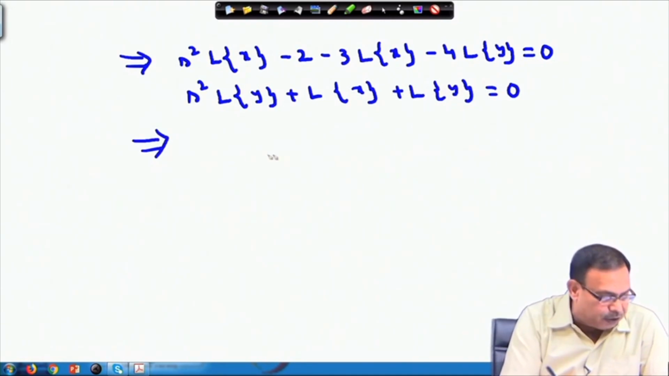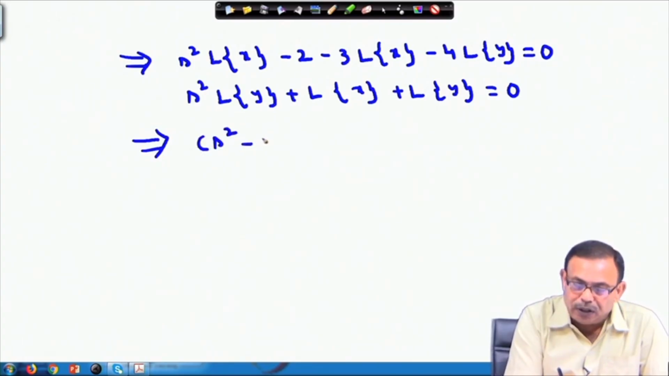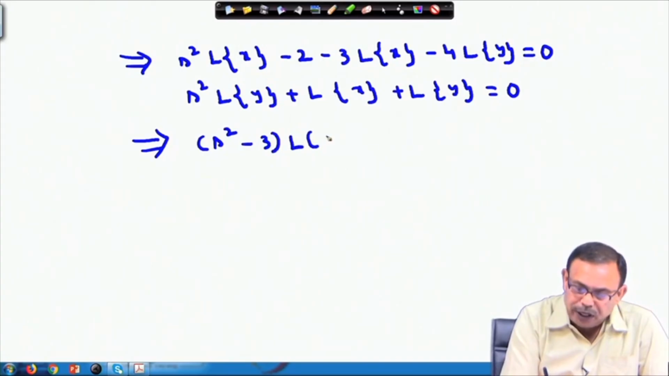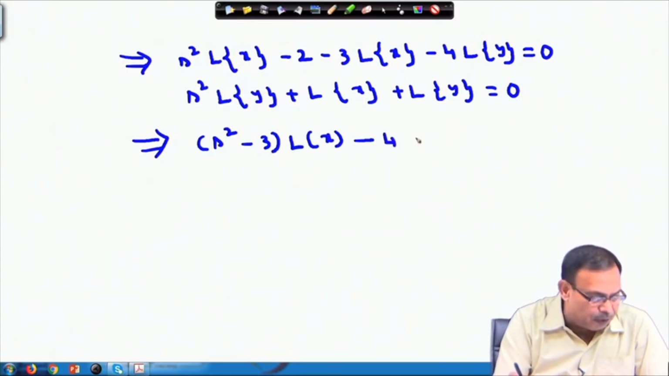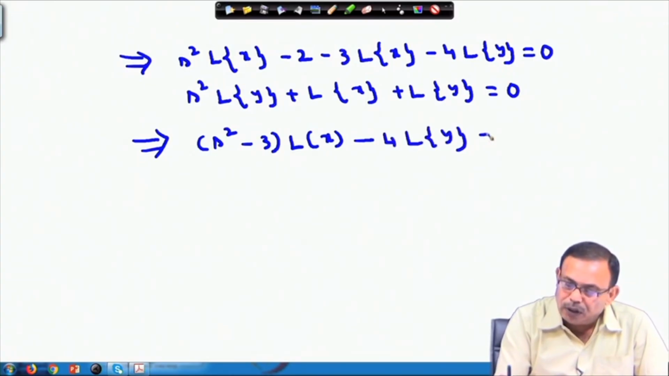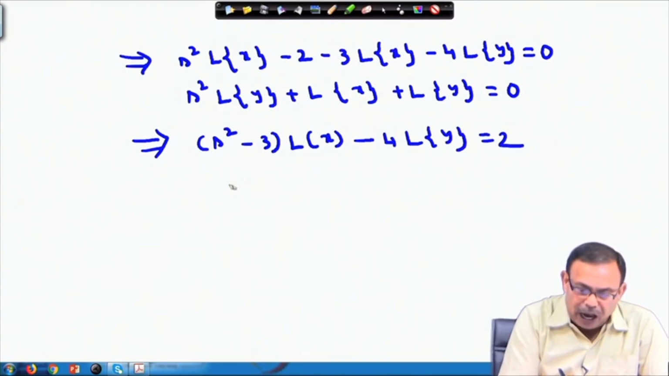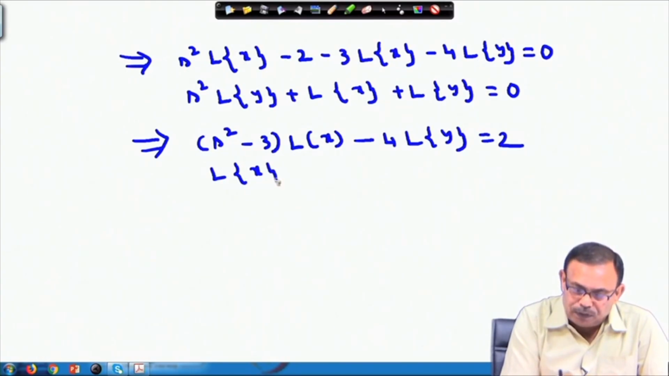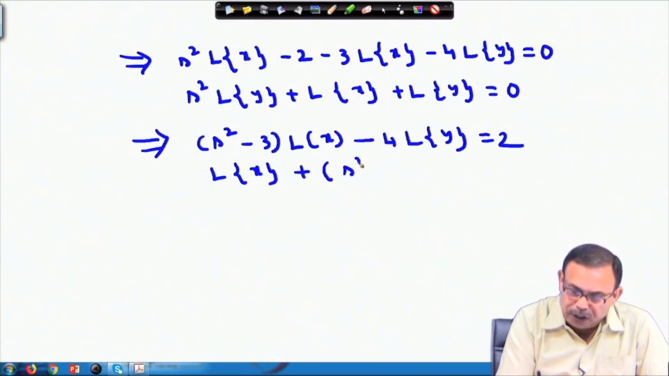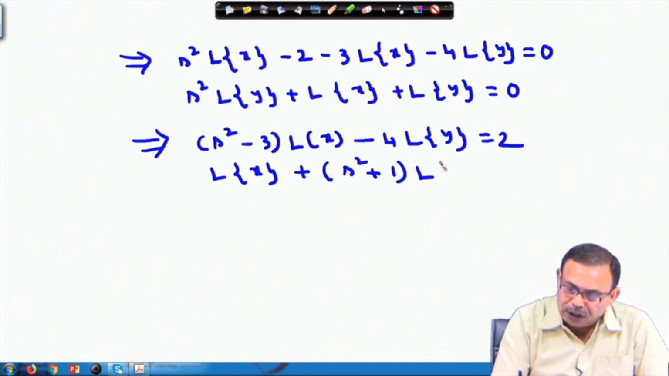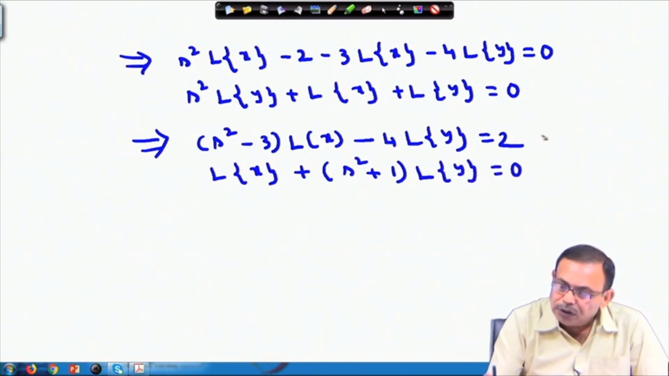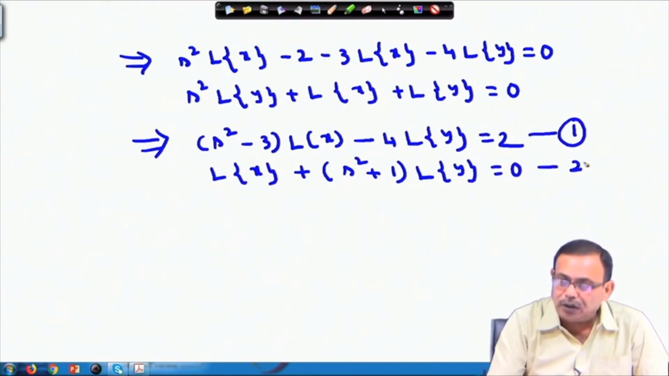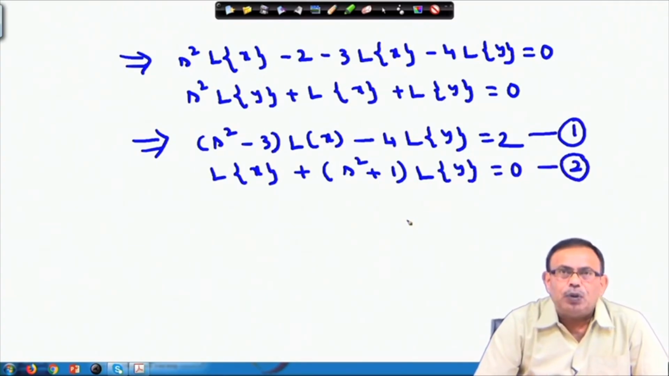So, if I simplify these two equations, I will obtain s square minus 3 into Laplace transform of x plus minus 4 into Laplace transform of y, this is equal to 2, as the 2 will go on this side. And for the second one, Laplace transform of x plus s square plus 1 into Laplace transform of y, this is equal to 0. So, I can call this equation 1 and this equation 2, which has two variables, one is Laplace transform of x, another one is Laplace transform of y.